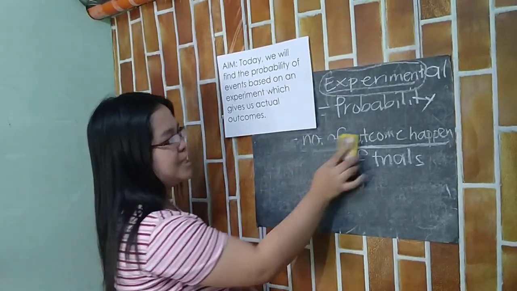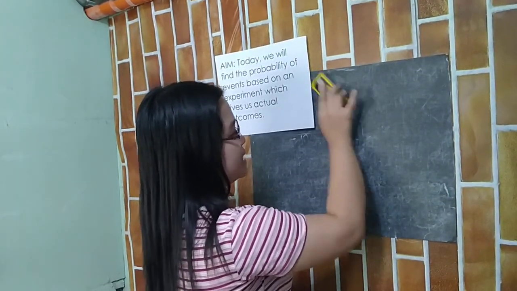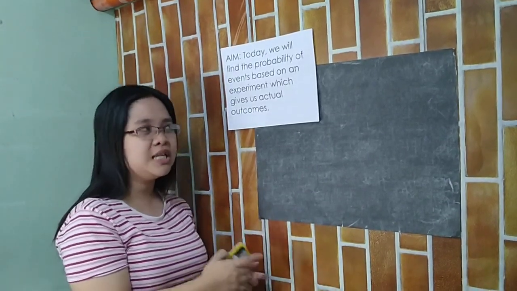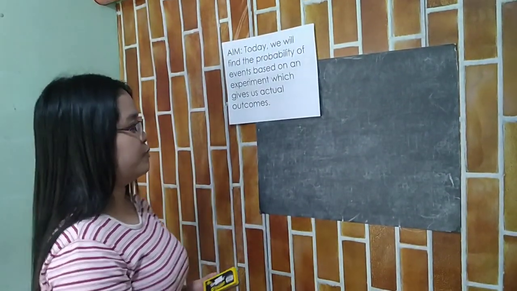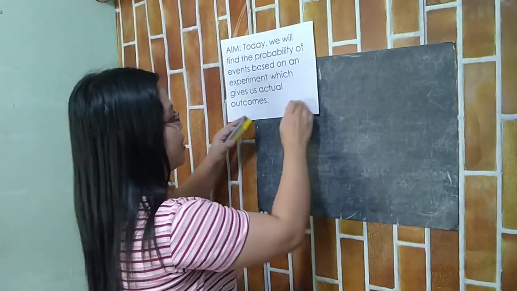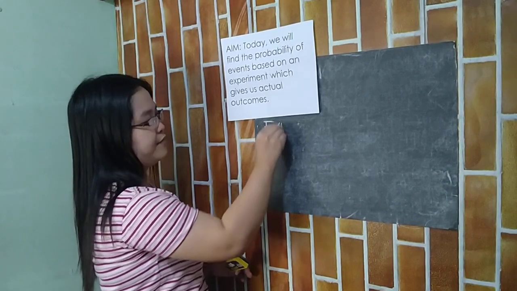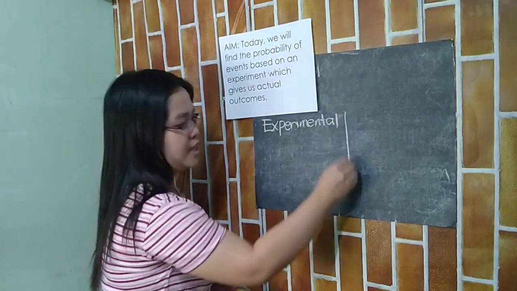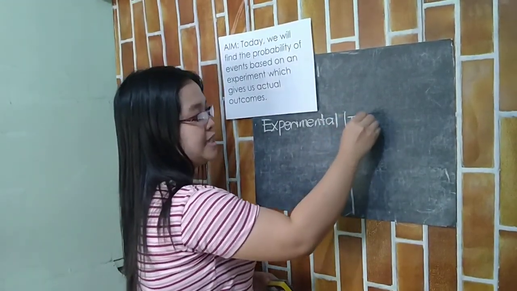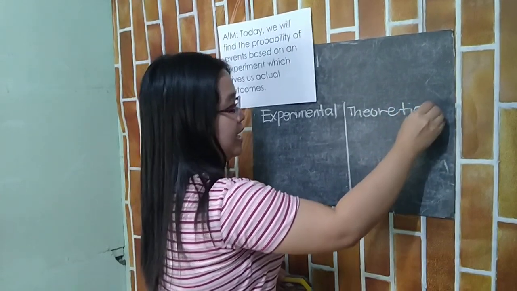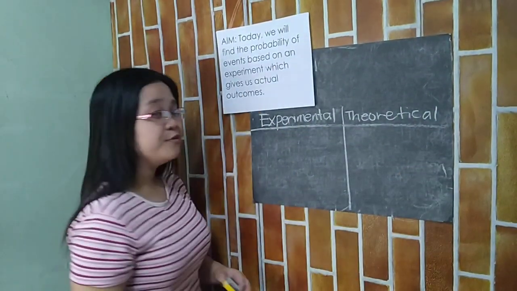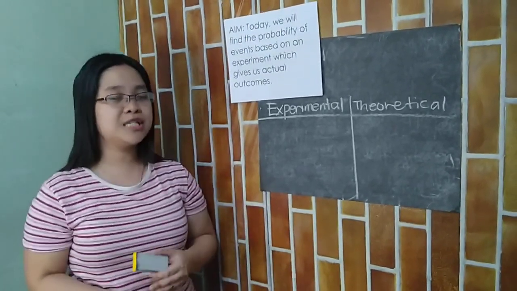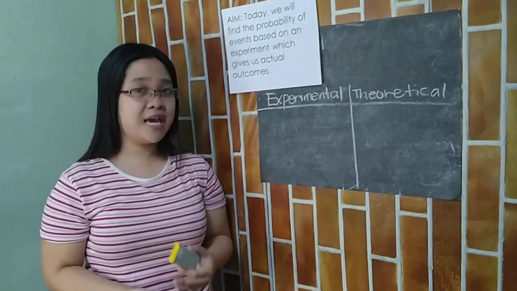Now, let's differentiate the two kinds of probability that we have so that you can easily identify if that is a theoretical probability or an experimental probability. Let me have a table here on the board. So we have experimental probability, and the other one, the one that we discussed yesterday, theoretical probability. Both of them are kinds of probability. They are both used to describe the probability or the chances or the likelihood of the event to happen.